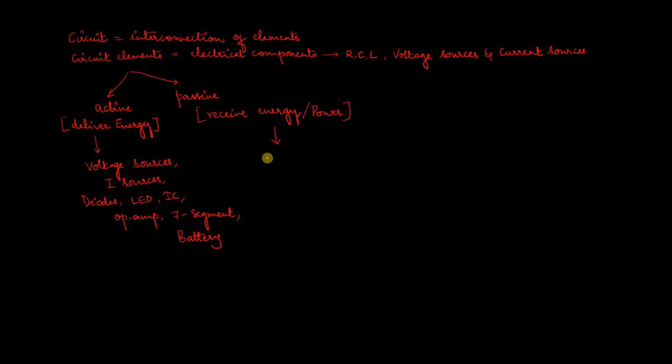Coming to the passive elements, examples can be the resistor, capacitor and the inductor. Then we have the switches. We can have variable resistors, so symbolically I am representing here. We can have transformers, thermistors, LDRs. Okay. So after this, let us continue with the most important basic terminologies.